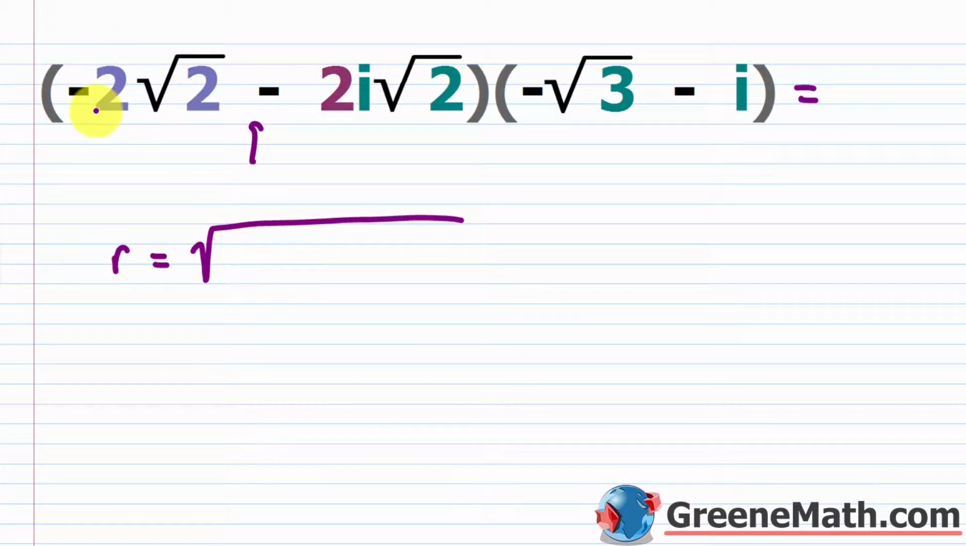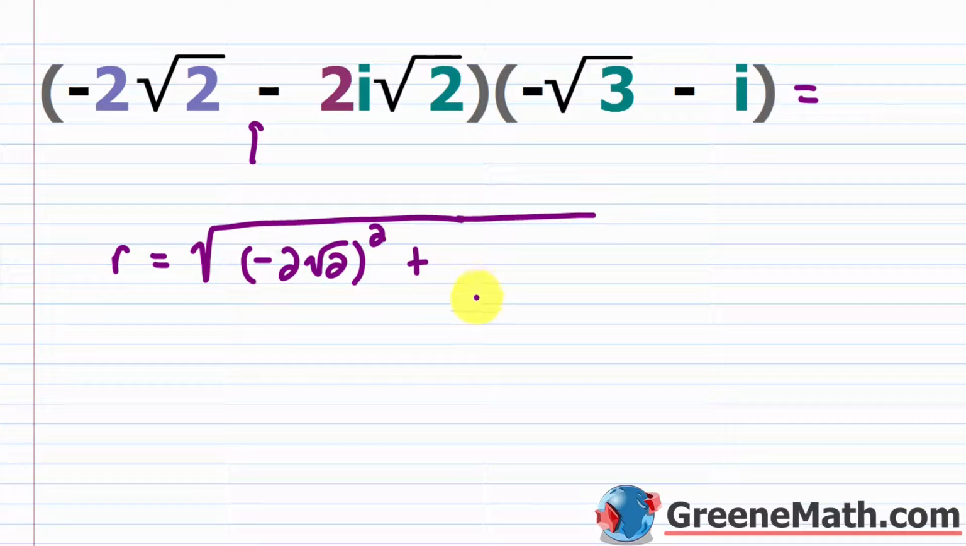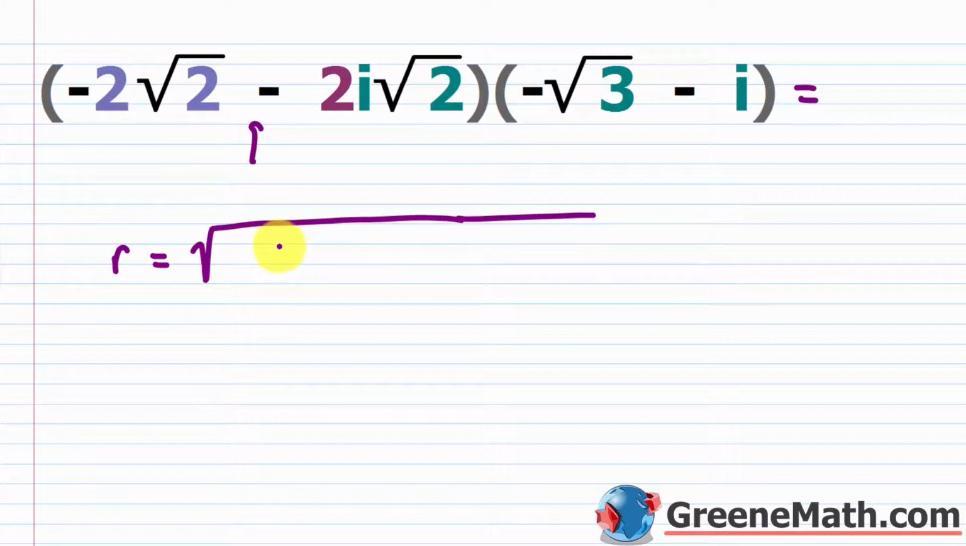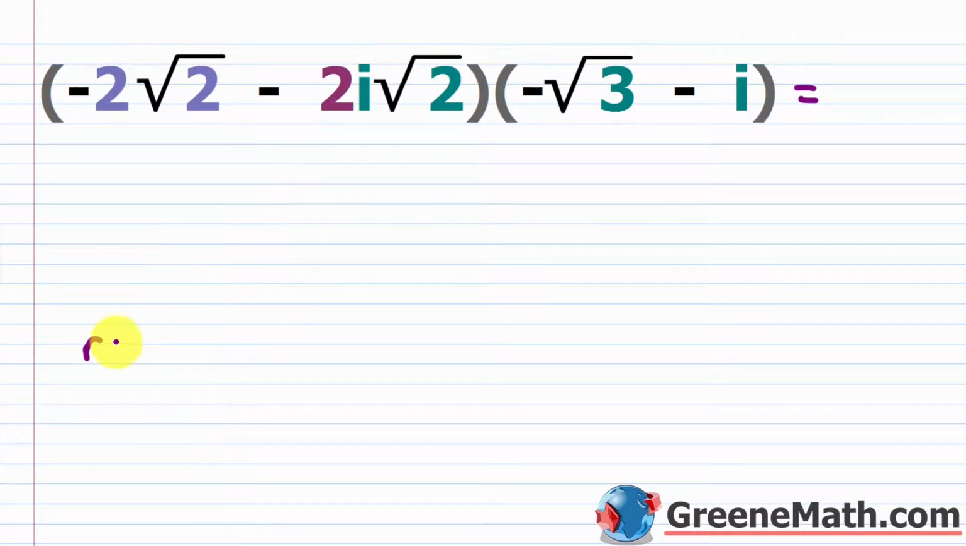So you're going to take the real part, which is negative of 2 times square root of 2, and you're going to square that. You're going to add that to the imaginary part, which is also the negative of 2 times square root of 2, being squared, okay? So basically, negative 2 being squared is 4. The square root of 2 squared is 2. So in each case, you have 4 times 2, which is 8. So you're going to end up with 8 plus 8, which is 16, okay? So you basically have R is equal to the square root of 16, which is 4, okay? So I can say that R equals 4 here.